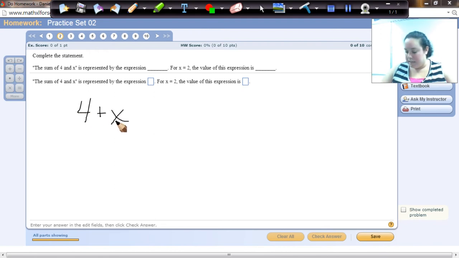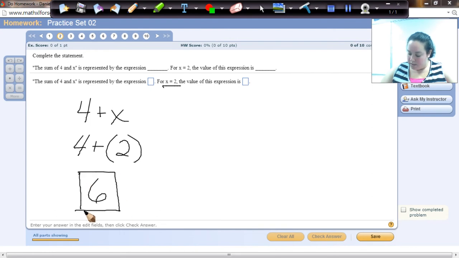Okay, that's easy enough. And then it says if x equals 2, the value of this expression is, so what is it asking us to do? It's asking us to evaluate this expression. It tells us that x equals 2, so we will plug that in. 4 plus 2. Remember to put in parentheses in case you have negatives or something like that. Then use your order of operations to simplify your expression. All right, perfect. So 6, and let's also look at number 4.